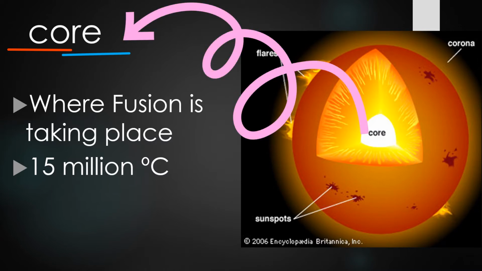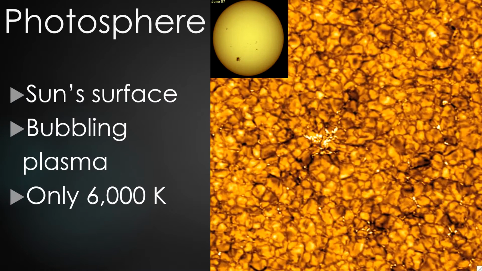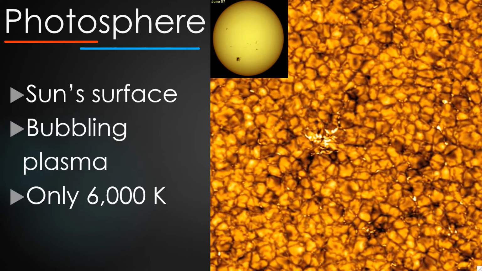So what is the temperature? It's 15 million degrees Celsius. The next one is the photosphere. The photosphere is the lowest layer of the solar atmosphere. It is also called the sun's surface.